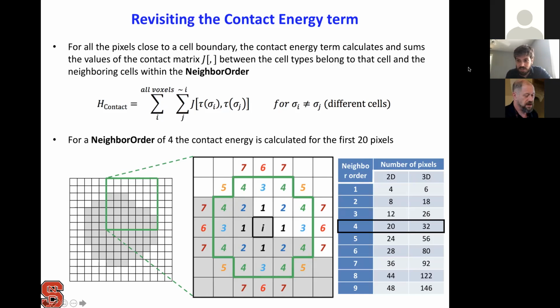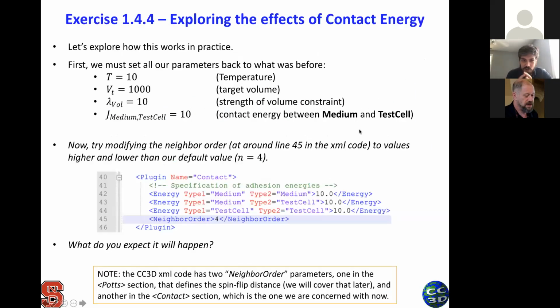Excuse me, does increasing the neighbor order increase the computational cost? Yes, a little bit, because you have to calculate more pairs. Okay. Yes, it does. I won't extend this much more in theory; let's maybe try to do this in practice to see how this works.